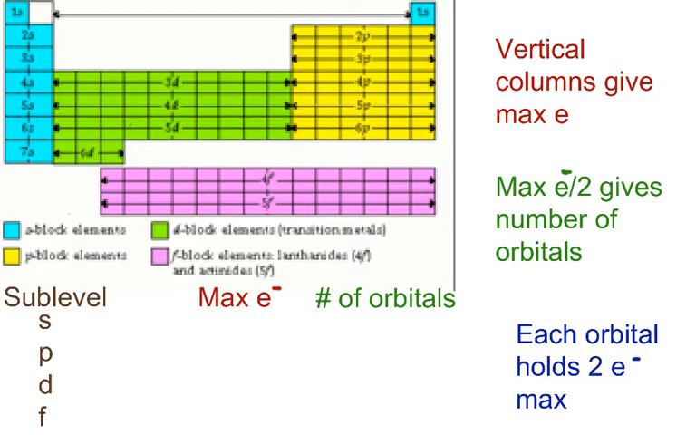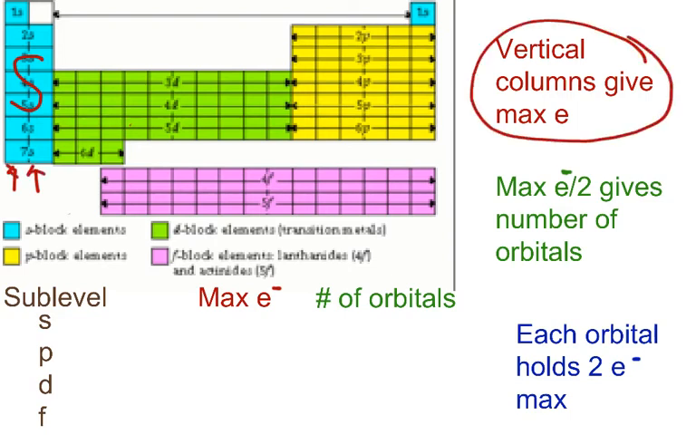writing the electron configurations. Well, the first thing is you need your periodic table, and you need to find the first two columns right here. That will be called the S block, for the S sublevel. Now we notice there's two vertical columns right here. The vertical columns tell us the maximum number of electrons a sublevel can hold. So the S sublevel holds a max of 2 electrons.